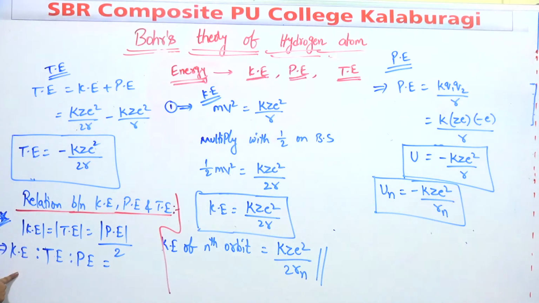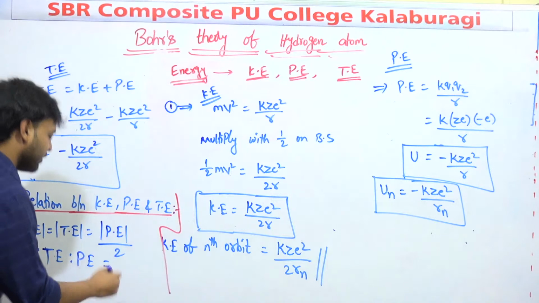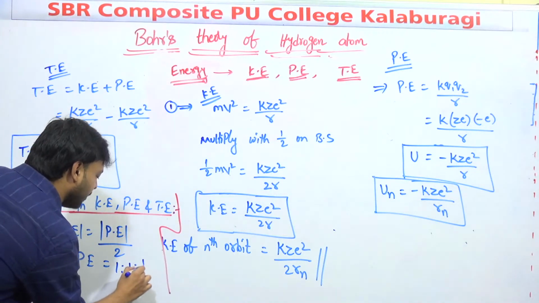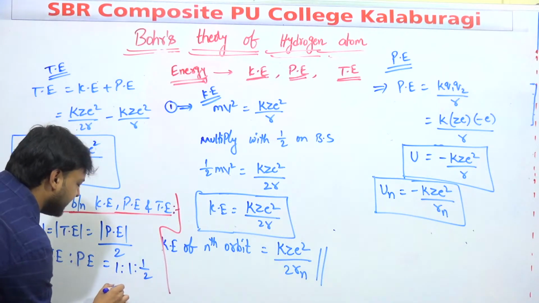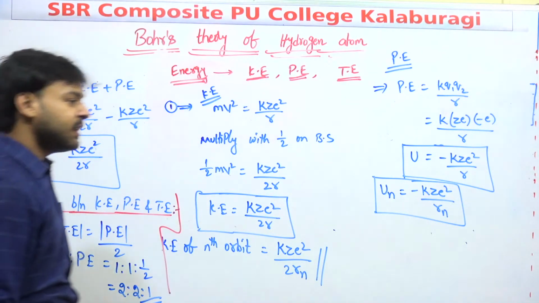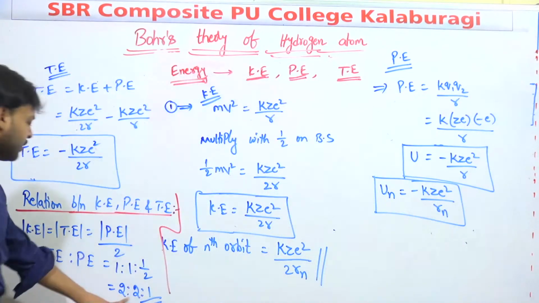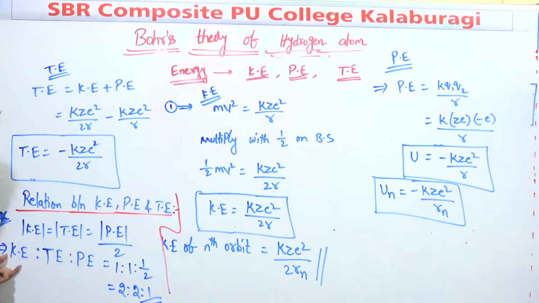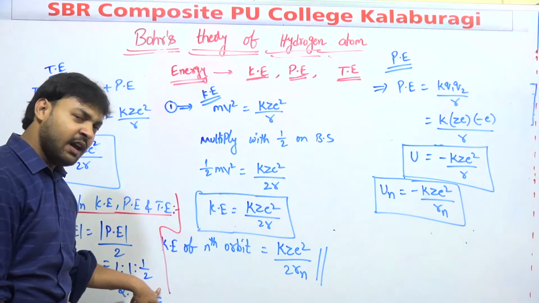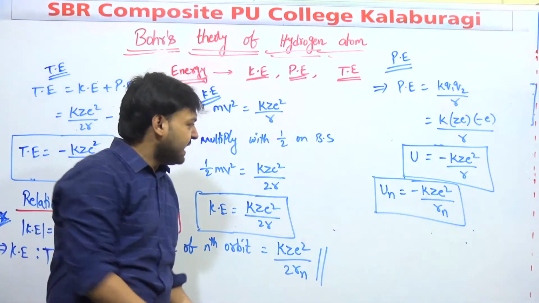If kinetic energy is 1, total energy is also 1, then what about potential energy? That will be 1/2. So I can write 1:1:1 by 2, so we can write it as 2:1. Visible? Right? So kinetic energy, total energy, potential energy ratio will be 2:1. Why? Because this relation, by seeing the equations, we can tell.